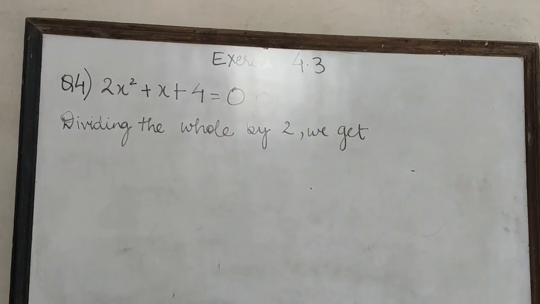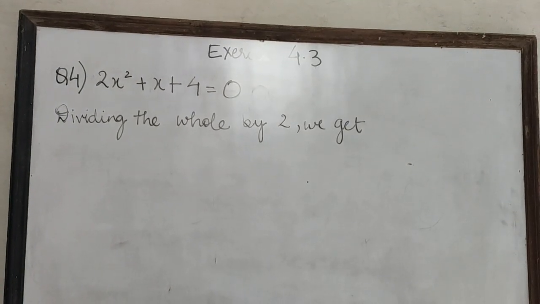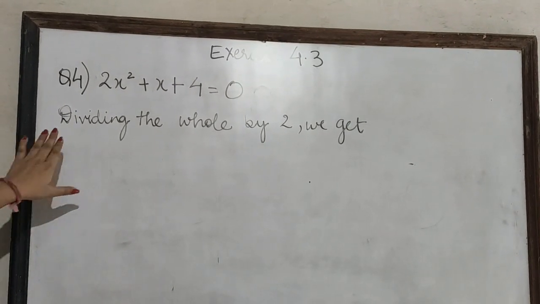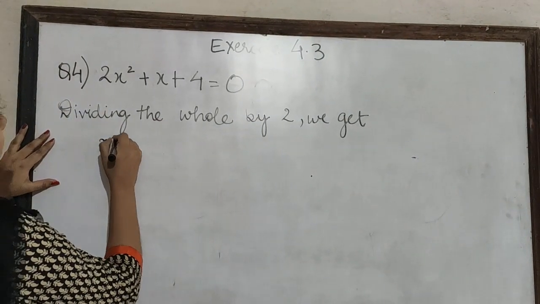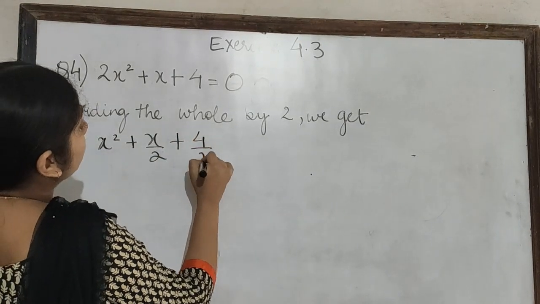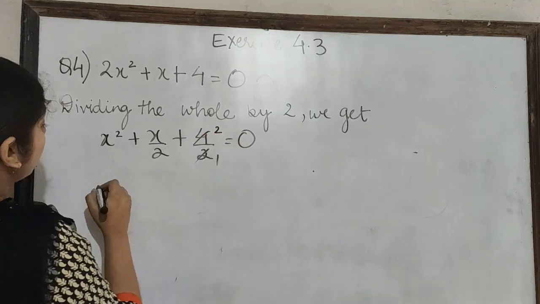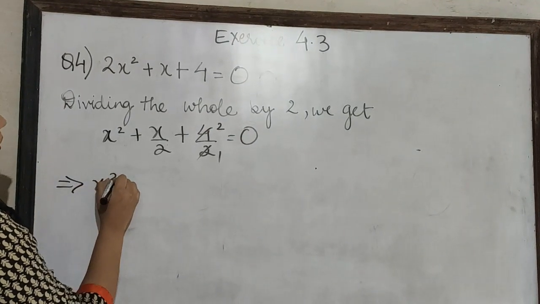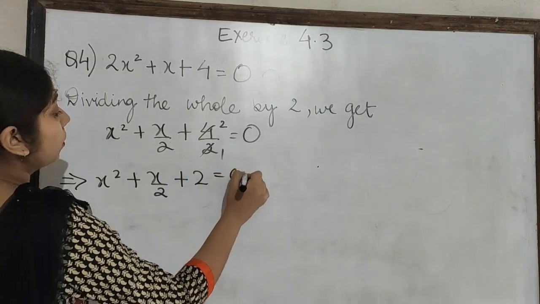Let us move on to question number 4. 2x square plus x plus 4 equals to 0. What do we do? Firstly, we will divide the whole equation by 2. We will get x square plus x by 2 plus 4 by 2 is equals to 0. 4 by 2 will give you 2: 2 1s are 2, 2 2s are 4. You will get the equation as x square plus x by 2 plus 2 is equals to 0.